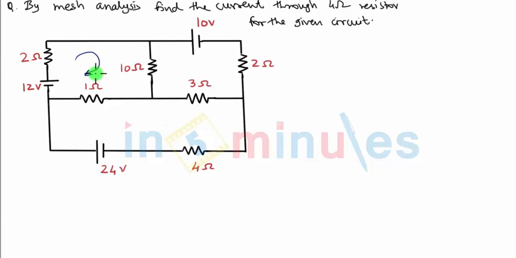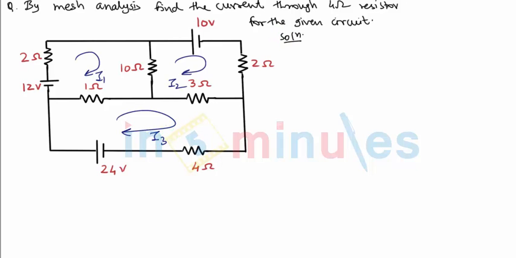Let me take this current as I1, this as I2, and finally current in the third mesh as I3. When the directions are not given, we can choose our own directions, and you can see the current through 4 ohm is going to become nothing but I3. So let's start with the solution now.